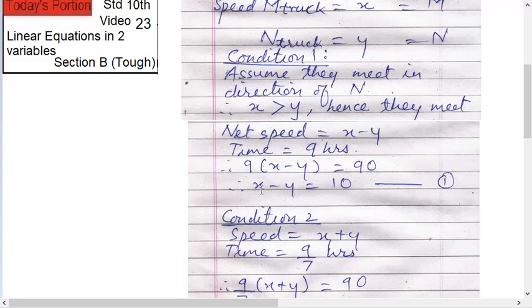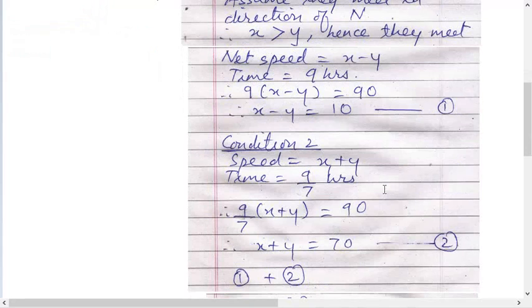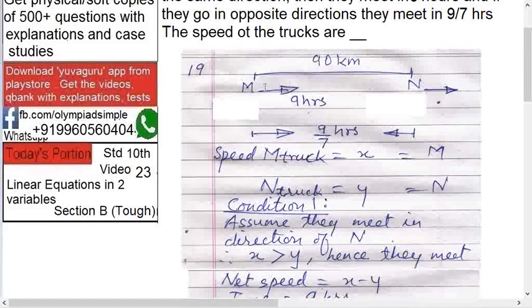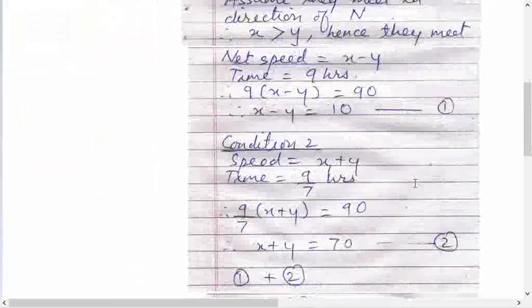Equals to 90. Therefore x minus y equals to 10. Equation number 1. Condition 2, opposite direction. Now when they are traveling in opposite direction, the speeds get added up, and when they are traveling in the same direction, the speeds get subtracted, means netted off.